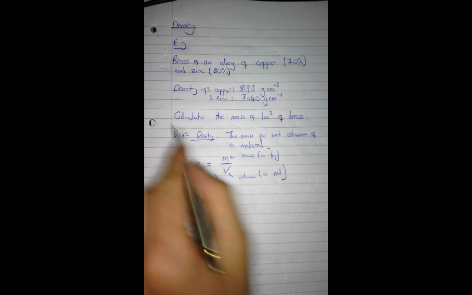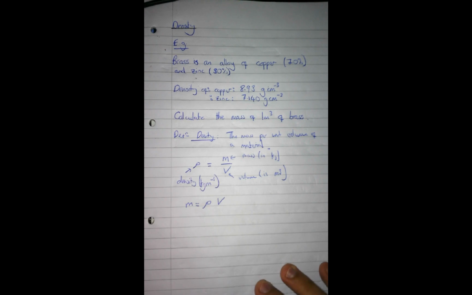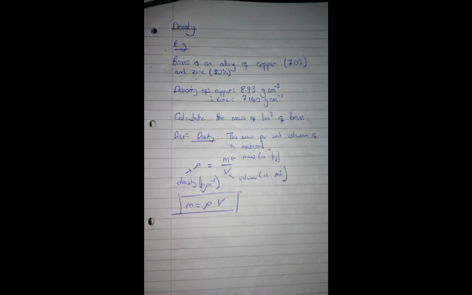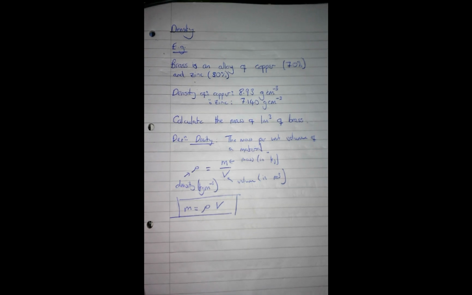This question is asking us to calculate the mass of 1 meter cubed worth of brass. So we're going to have to change this formula around. We get the mass equals the density times the volume, and that's the formula we're going to use. What's the problem at this stage? We've got the density of copper and zinc, but we don't have the density of brass. How do we get there?